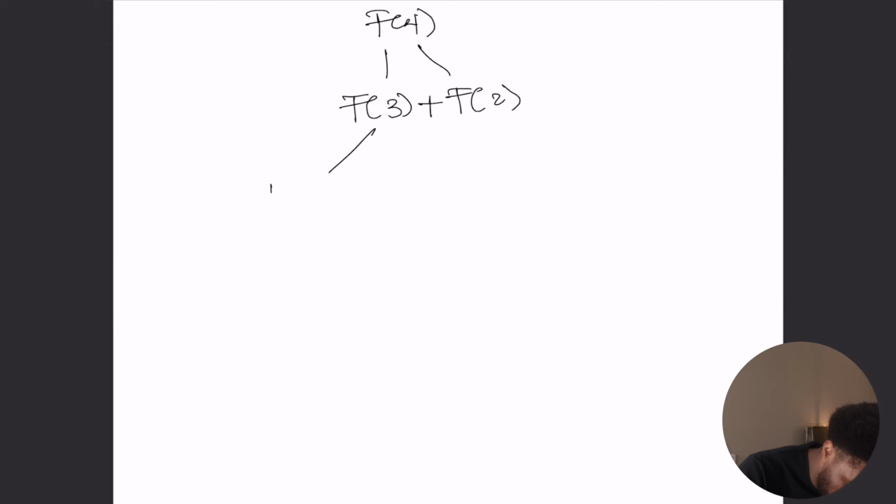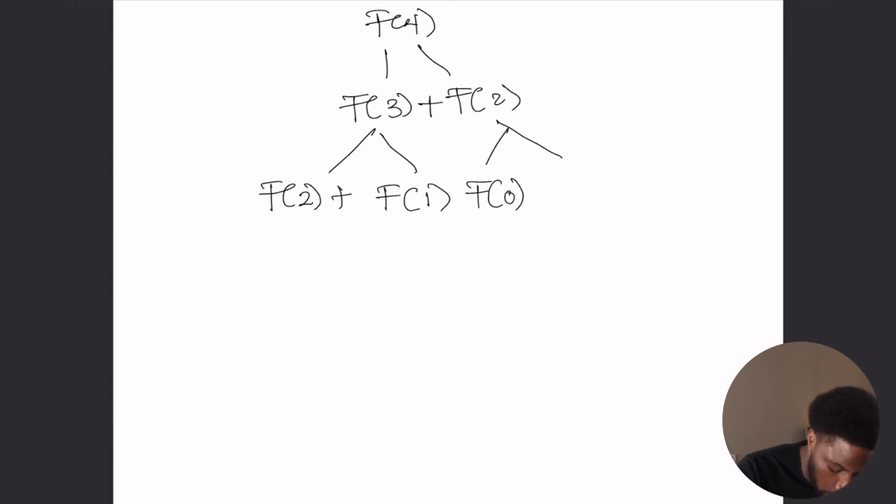F of 3 can be broken down to f of 3 minus 1, which is f of 2, and f of 3 minus 2, which is 1. F of 2 can be broken down into f of 0, which is 2 minus 2, and f of 1. F of 2 here can be broken down into f of 0 and f of 1.